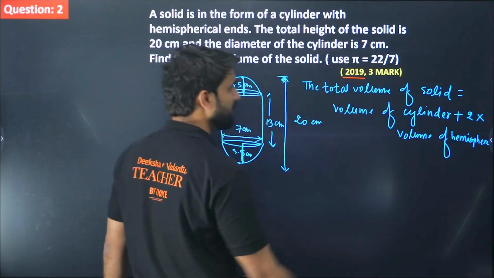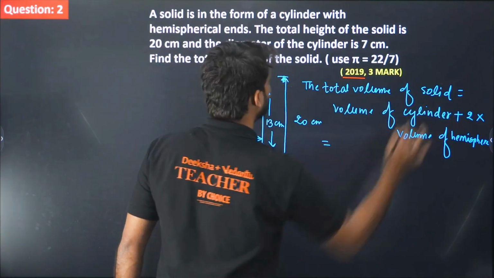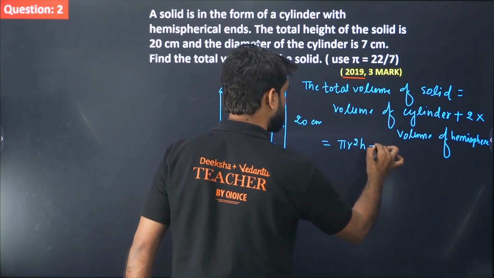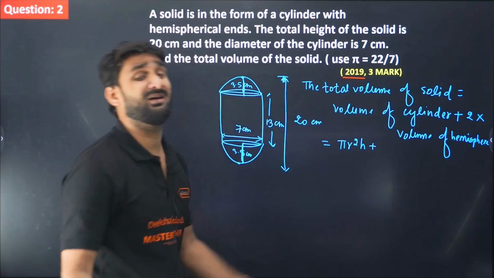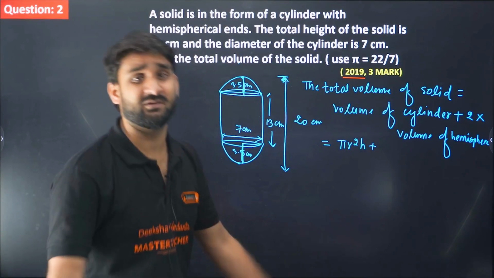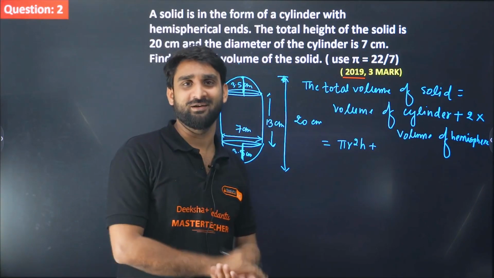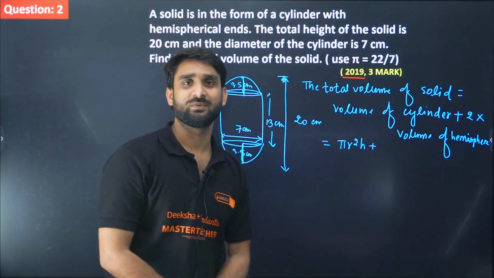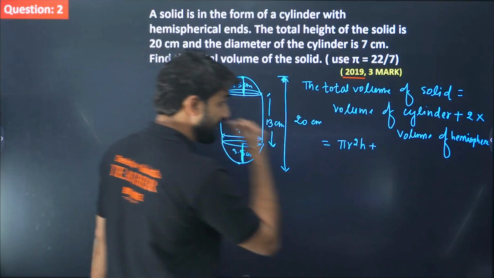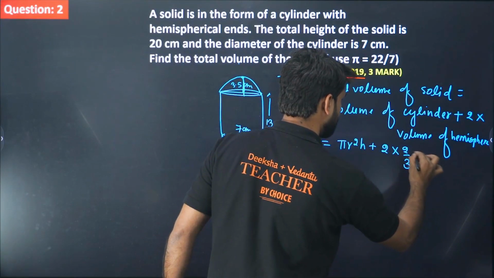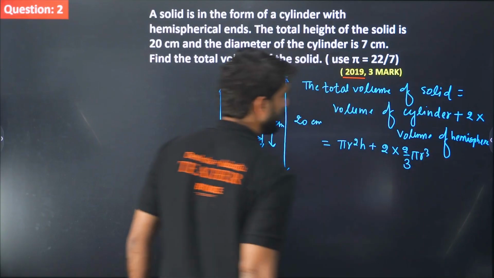Right, now solve it. The volume of cylinder is pi r square h. You must remember the formula, my dear lovely kids. I'm begging you everyone, please memorize the formulas in surface area and volume. And the volume of hemisphere is equal to 2 by 3 pi r cube. I hope you have understood it.